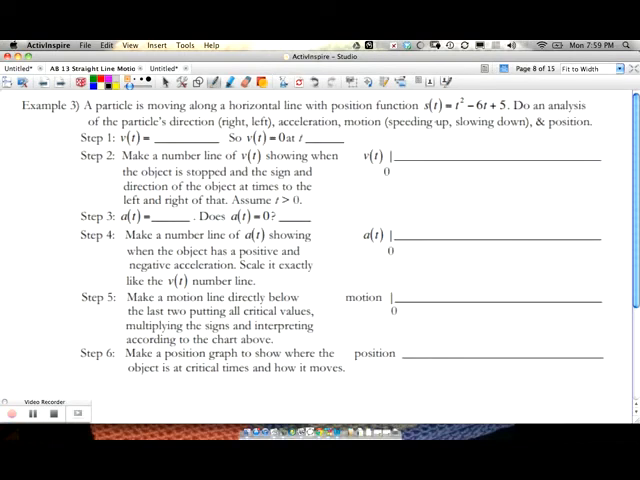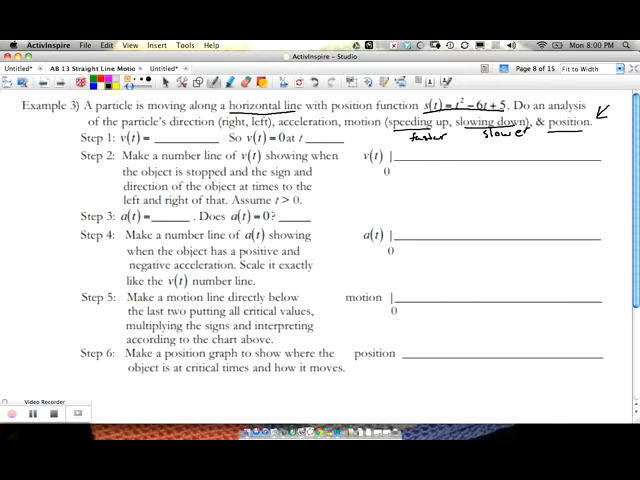Okay, so first we have a position function here. A particle is moving along a horizontal line at this position. Do an analysis of the particle's direction, right or left, acceleration, which means pushed, left or right, and the motion, which means speeding up or slowing down. We're just going to say faster or slower. In fact, we'll probably just say F or S. And then the position. Now the position is kind of like an overkill, because once you know the important stuff about the movement, you can answer the most important questions about position, but you don't really need to do much more than that.